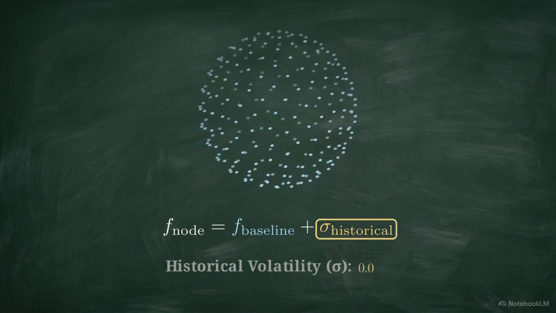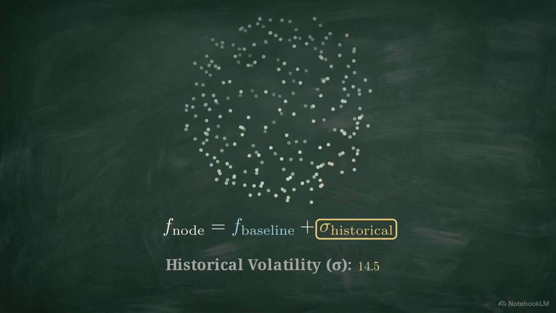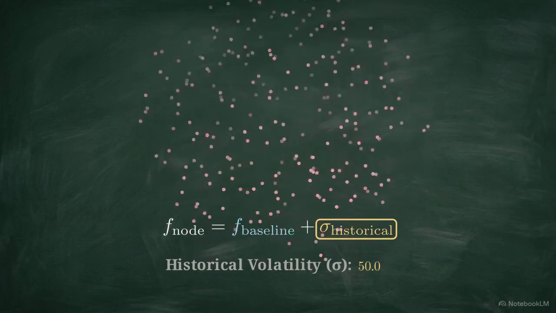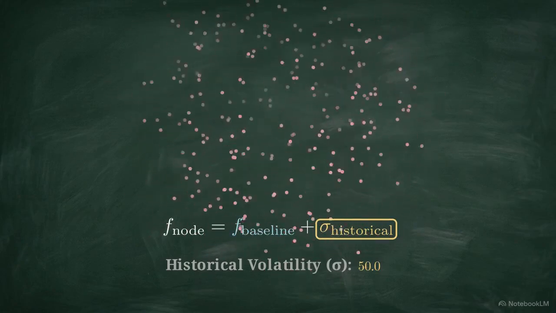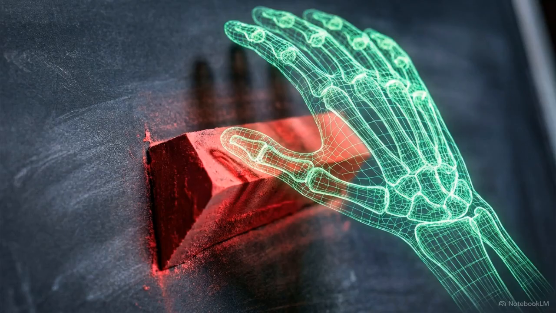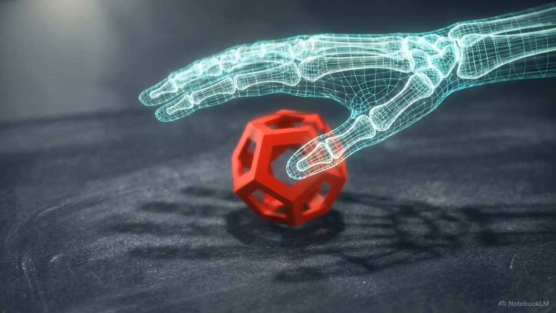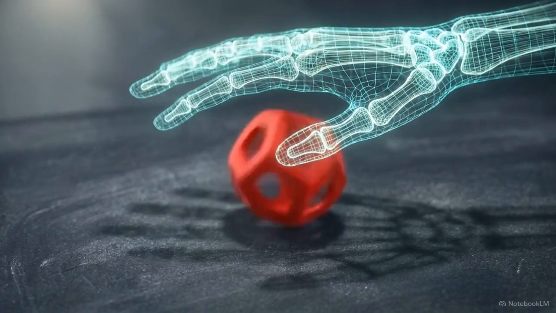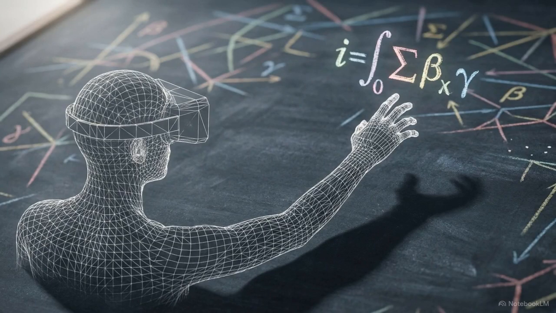To calculate the final frequency of the node, the engine adds a historical volatility component, represented by sigma, to that baseline rate. If a specific sector is experiencing extreme historical volatility, that high sigma value causes the entire geometry of the node to visibly shake. This ambient vibration delivers what researchers call affective intelligence. Long before a policymaker checks a specific percentage, they can physically sense the tension and instability radiating from a stressed sector.